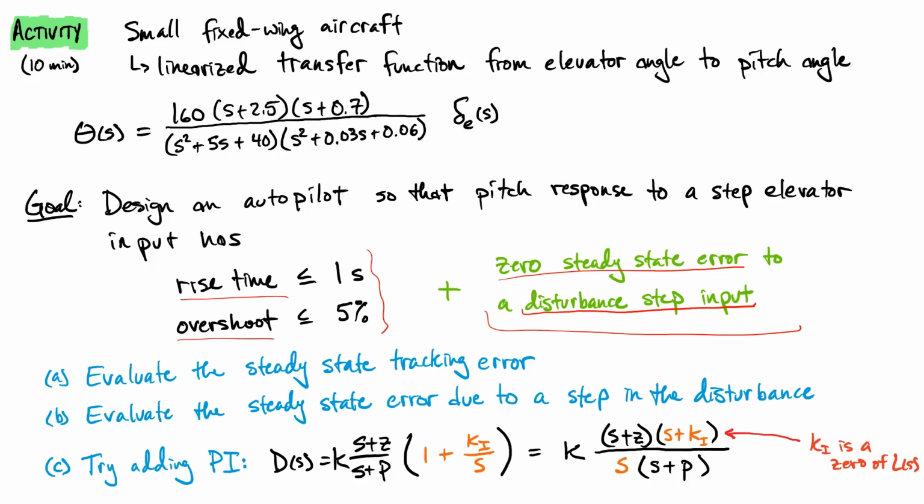So I've broken this down into 3 steps. The first one is simply looking at the plot that you stopped with at the end of the last activity and go ahead and evaluate the steady state tracking error. So this is again looking at the response due to a step in the reference. Then we're going to take a look at the response in part B here. We're going to take a look at the response due to a step in the disturbance.